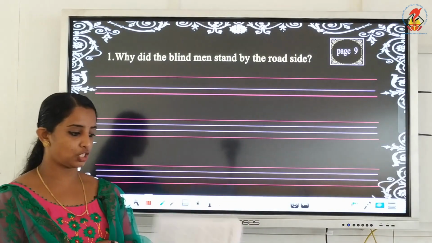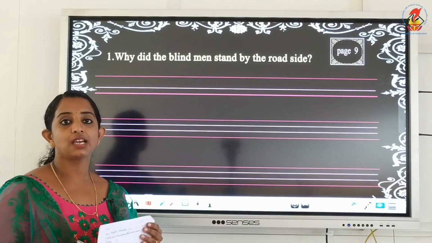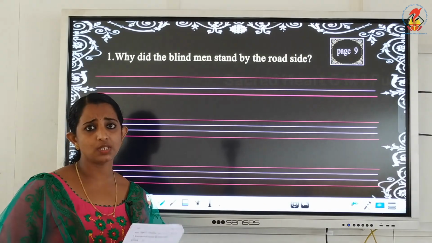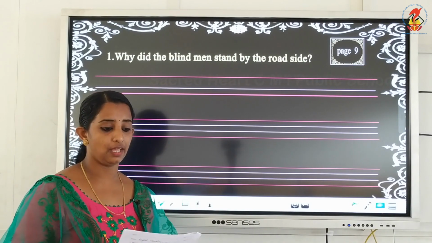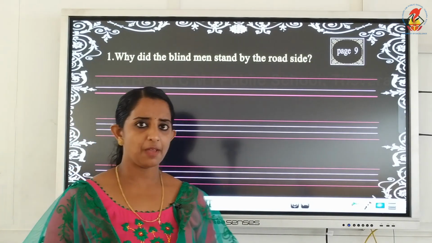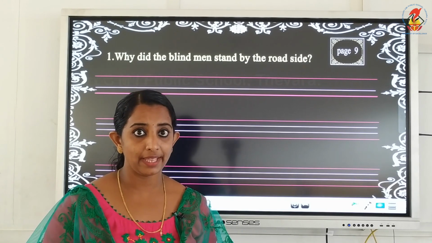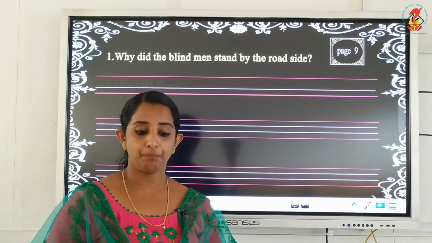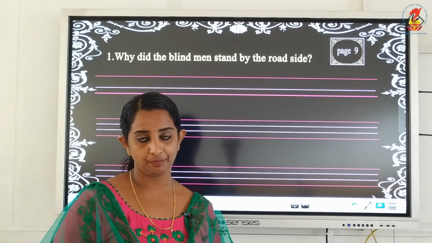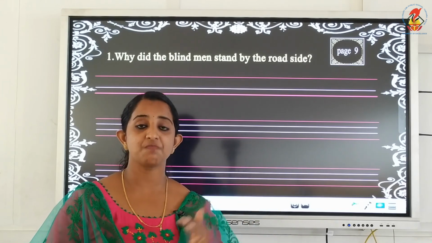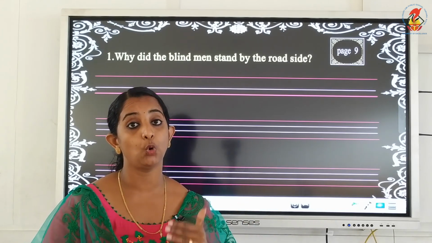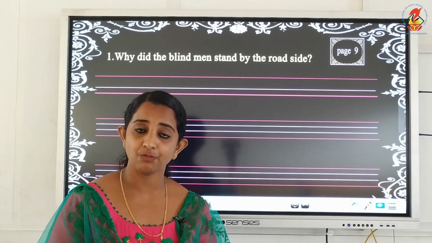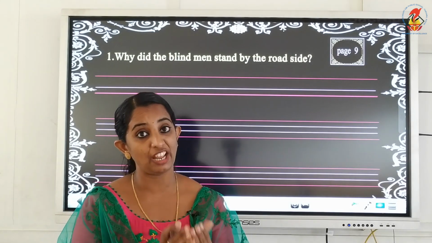Now, moving on to page number 9, the first question you have is, why did the blind men stand by the roadside? Because what happened? Can you tell me? The blind men stood by the roadside to beg from the people who passed by them. I have told you about this towards the beginning of the story, that they were blind and they were homeless. So, they stood by the roadside all together. They were begging from the people for their lives, for food and for clothing.